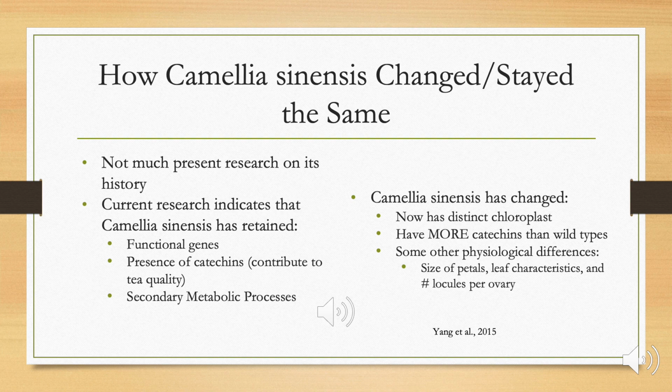On the other hand, Camellia sinensis has changed mostly physiologically. It has a distinct chloroplast. The size of the petals has changed, few leaf characteristics, and the number of locules per ovary. And also, the Camellia sinensis now has more catechins than wild types, meaning that the tea quality is greater than it would have been in the past.